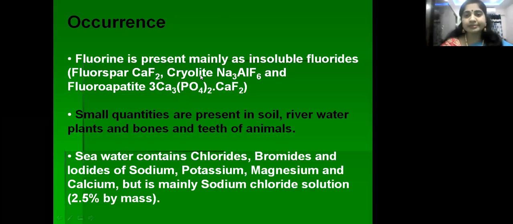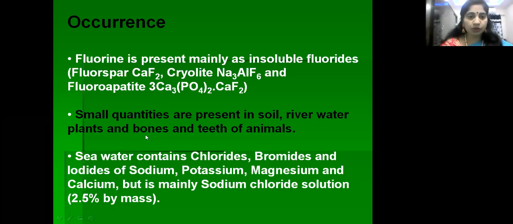Fluorine is present mainly as insoluble fluorides. Let us see what fluorides occur in the earth's crust: fluorospar, that is calcium fluoride, cryolite, Na3AlF6, and fluoroapatite, that is Ca3(PO4)2·CaF2. Small quantities of fluorine are present in soil, river water, plants, and bones and teeth of animals. This is the occurrence of fluorine, children.